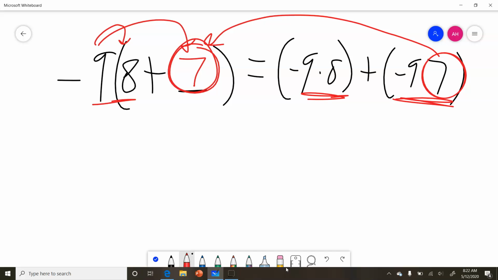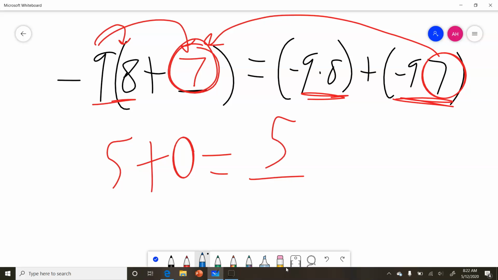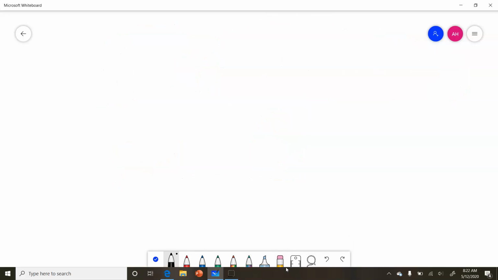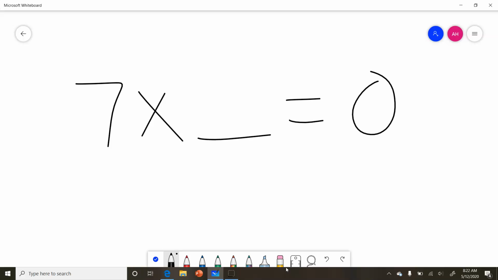Okay, or if we have something like 5 plus blank, and it says, what does that equal? That equals 5, right? That's very straightforward, not very hard. Or if we have something like this, 7 times something equals 0. How would we get it to equal 0? We'd have to multiply by 0, and that would be our answer, 0 times 7 is 0.